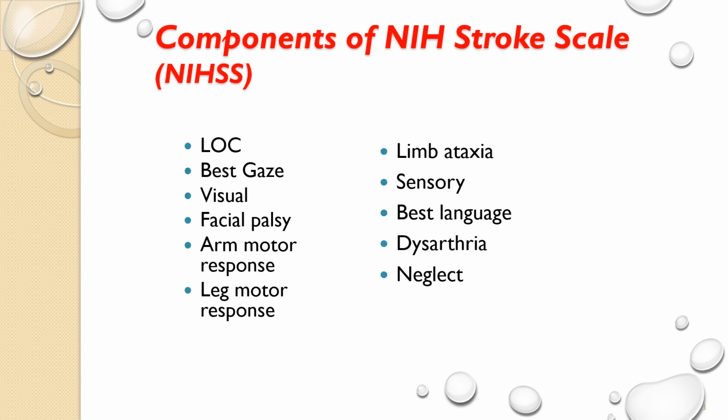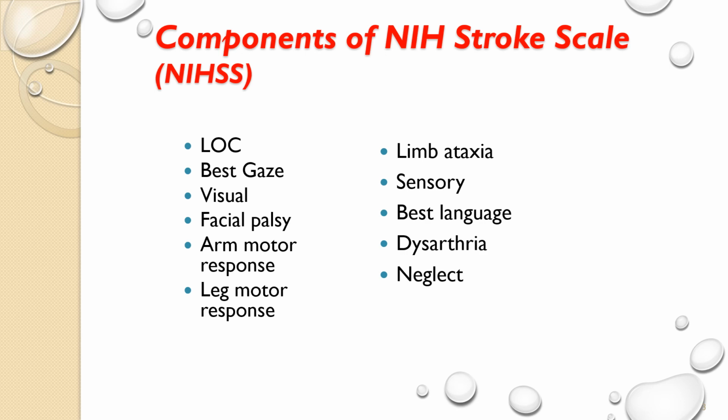So components of the NIH stroke scale would be level of consciousness, best gaze, visual: do they have blurred vision, or are they missing half the picture? Or is the gaze deviating to one side or the other? Facial palsy, do we have any areas of the face that aren't moving? Arm motor response, can they hold the arm up? Can they keep the arm up to pressure? You know, if we push down, can they keep their arm up?